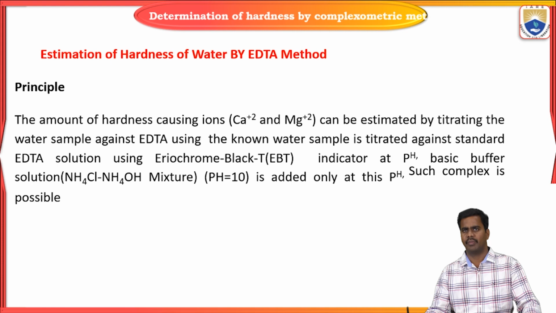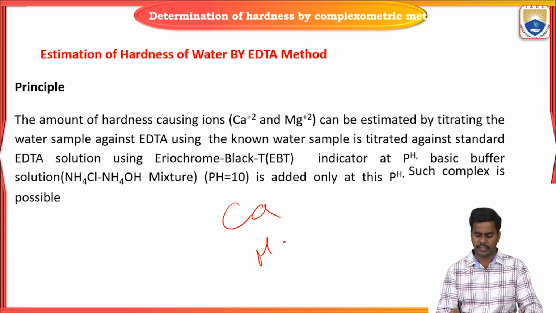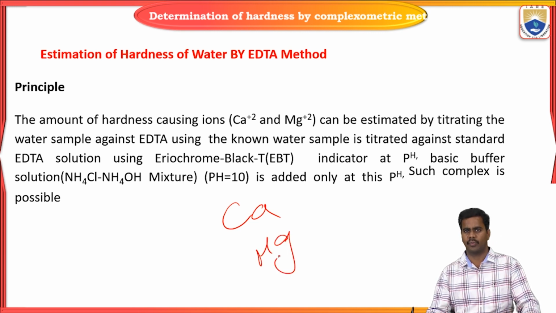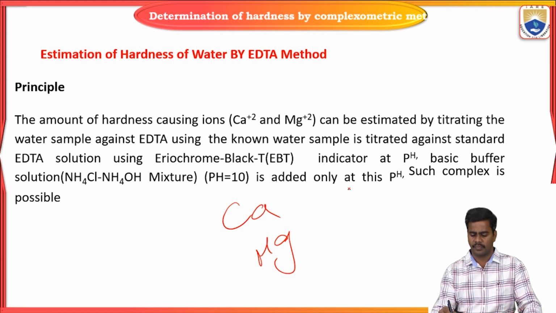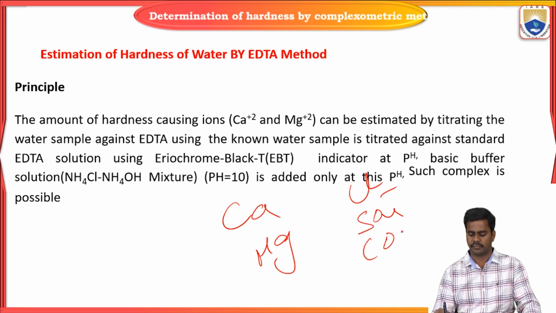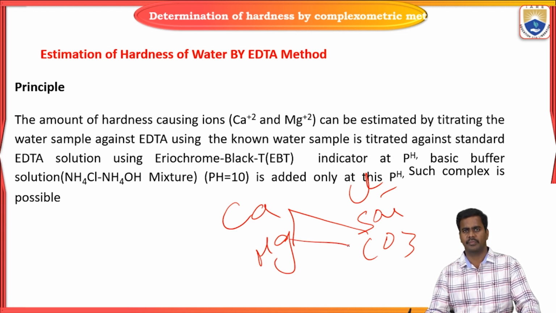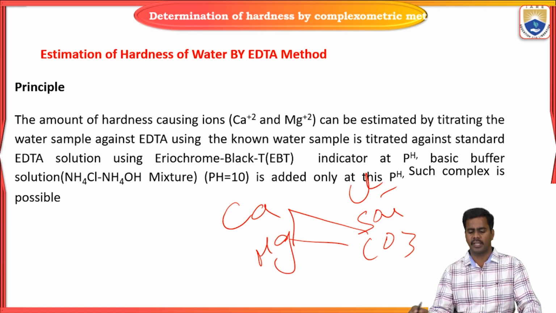So we know that first of all, what is the hardness of water and what are the reasons for hardness of water. Salts of calcium and magnesium cause hardness to the water. That is chlorides, sulfates, carbonates of calcium and magnesium. Calcium and magnesium cause hardness to the water. So here we are going to estimate hardness by using EDTA.